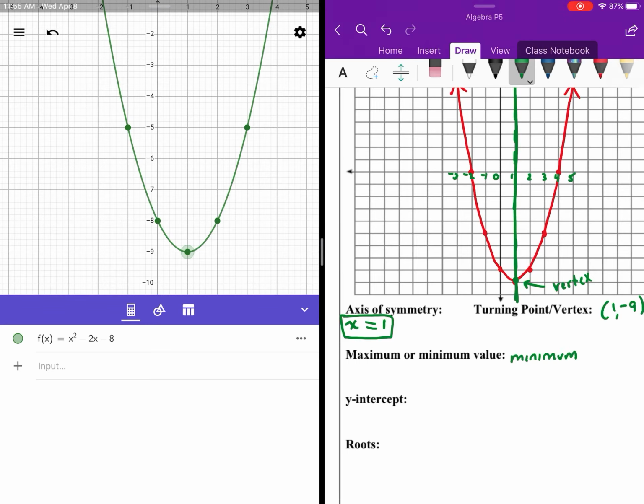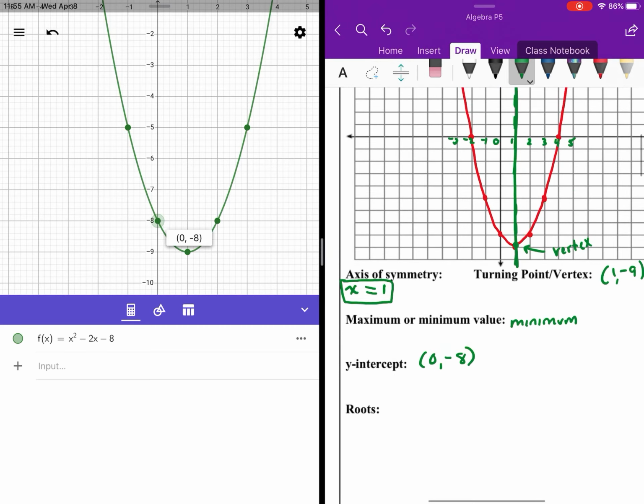The y-intercept is where the graph crosses the y-axis. I can see here that it is down at -8. I can also tap it over here. That is (0, -8). And the last thing is the roots.